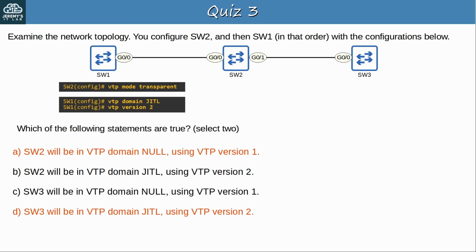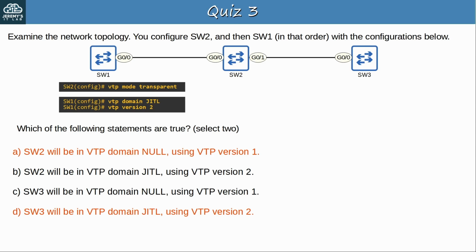Okay, the answers are A and D. Switch 2 will be in VTP domain null using VTP version 1. Because you first configure it in transparent mode, it won't sync to switch 1's advertisements, but it will forward the advertisements to switch 3, which will then use domain JITL and version 2.